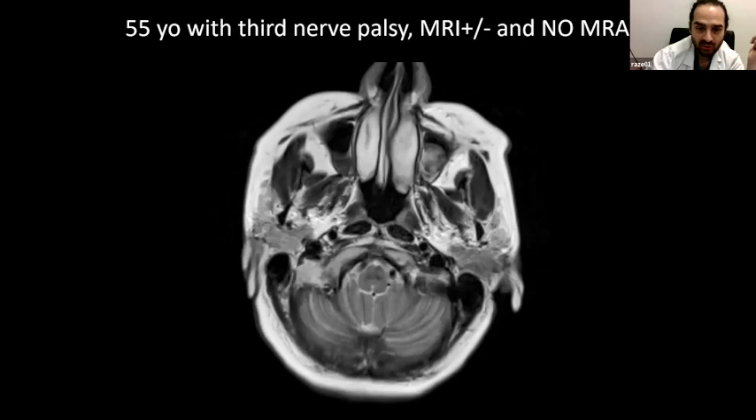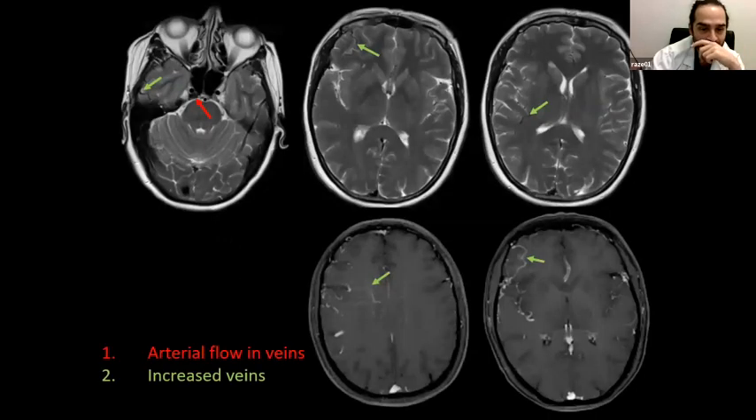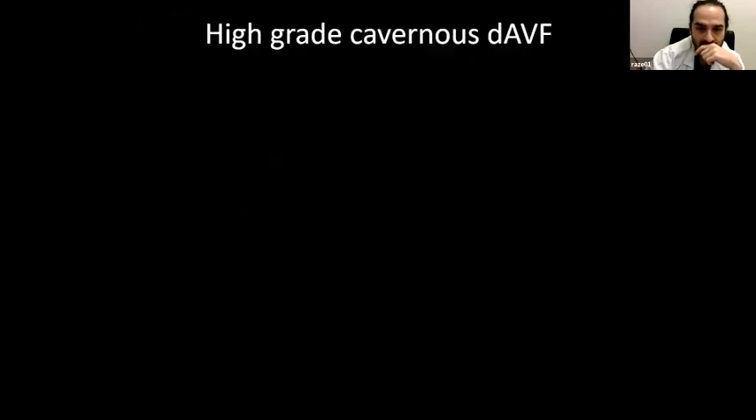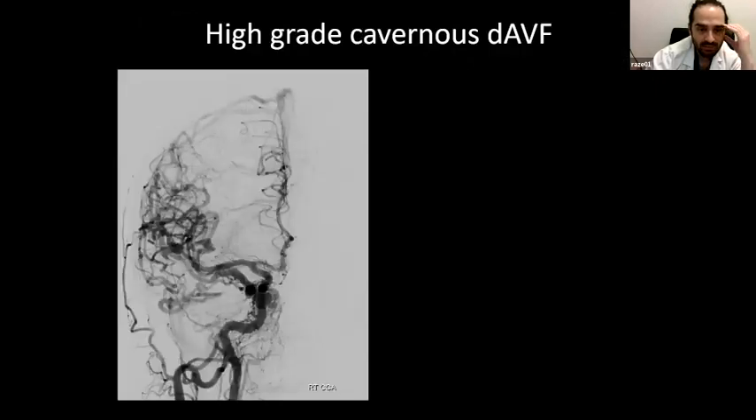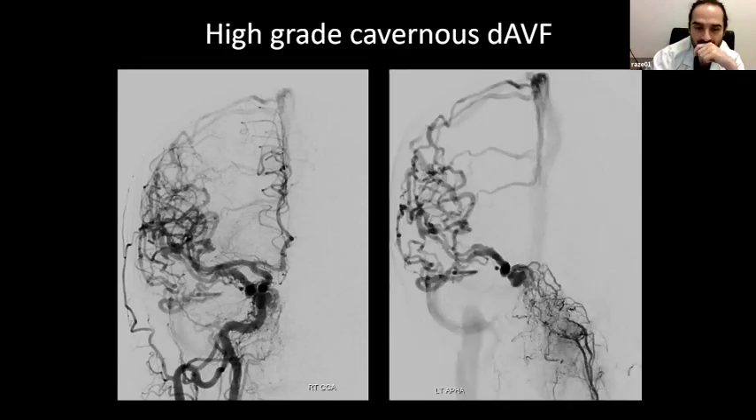This is another patient with a fistula. In this case, it's a cavernous fistula, a high-grade cavernous dural AV fistula with ipsilateral supply and drainage to the right cortical vein. This is the injection from the contralateral ascending pharyngeal, showing selectively the drainage to the right cortical vein.